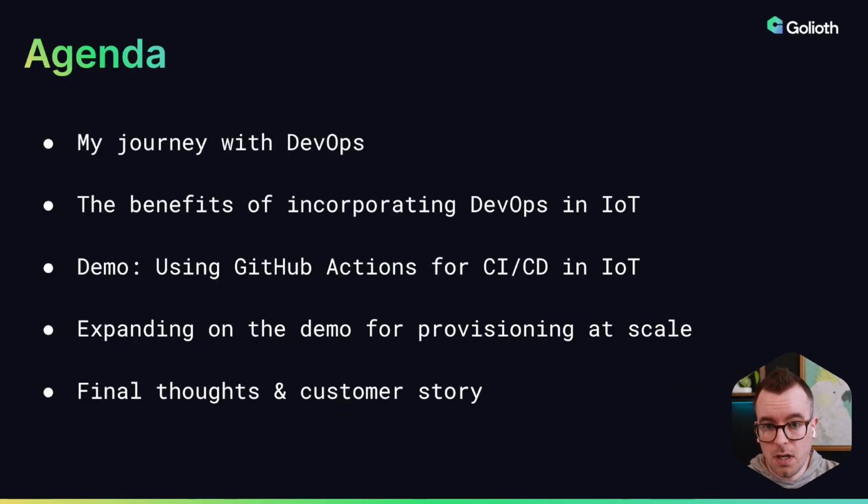Just a quick overview of what we'll cover today. I'll talk about my personal journey in DevOps, why I'm passionate about it, and go through the benefits of incorporating DevOps in the context of embedded development. I'll do a demo using GitHub Actions to do CI/CD, actually deploying an OTA update to a physical device. Expanding on that, I'll talk through some steps you can take to do provisioning at scale. And finally, I'll share a story about a company I worked with in the past who really got a lot of efficiency gains out of using a DevOps approach to dealing with their devices.